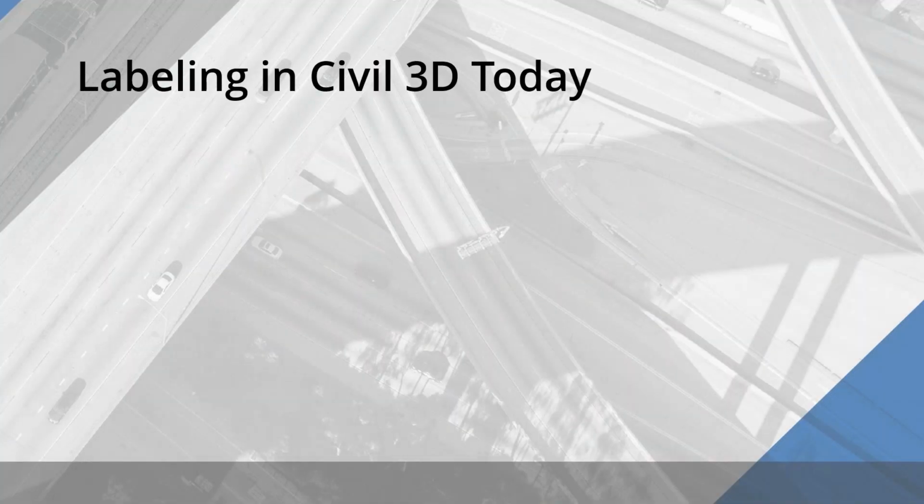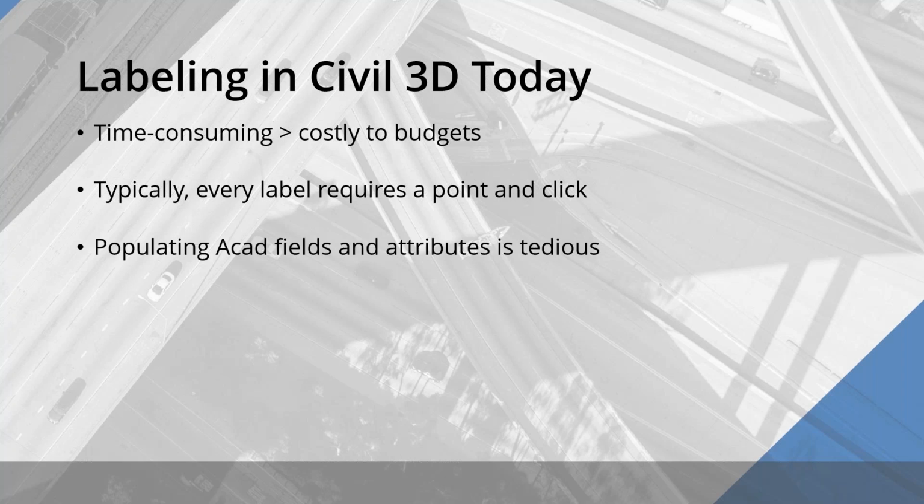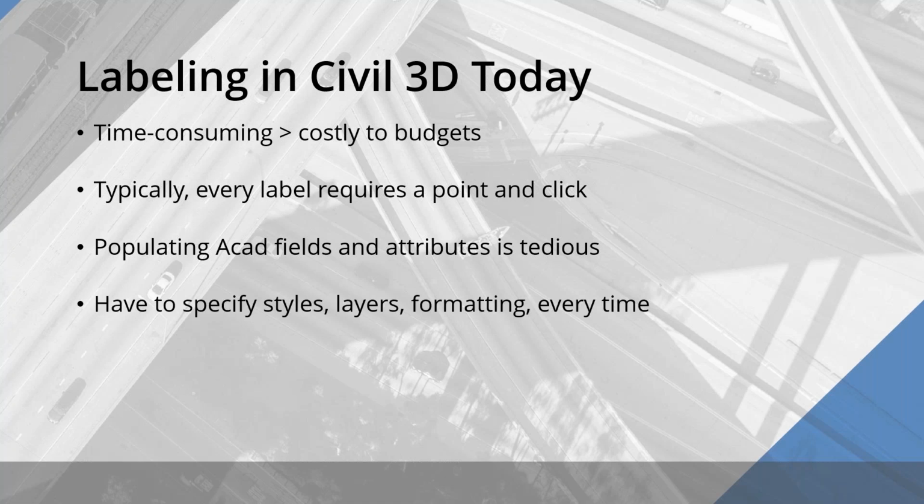So what is labeling like today in Civil 3D and in AutoCAD? It's a pretty time-consuming thing. It's very costly to your budgets, right? A lot of time is spent on this. So much of the labeling requires a point and a click for every label you insert. If you're taking advantage of some AutoCAD fields, populating those attributes, it's a very tedious thing. And every time you're labeling something, you have to pick your style, you have to pick your layer, and so forth. And it's the same kind of stuff over and over.